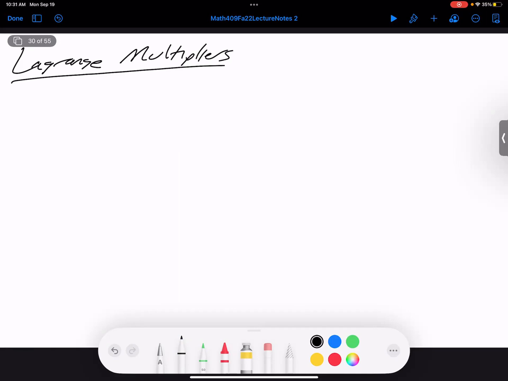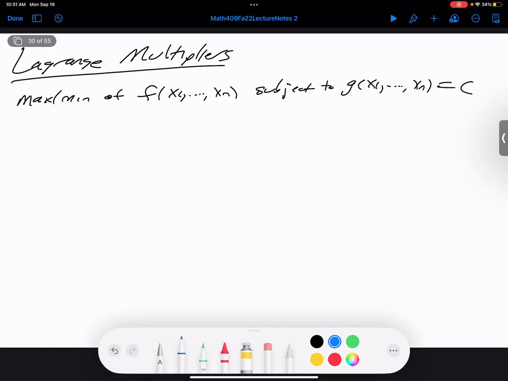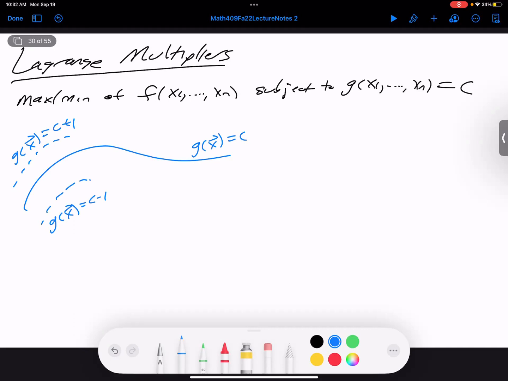And if you want more on this, let me know and I can share with you some details from the video earlier today. So the way Lagrange multipliers work is I want to find the maximum or minimum of f of, say, x1 through xn subject to g of x1 through xn equals c. And the way it works is, here's my constraint. Here's g of x equals c. Maybe here would be g of x equals c plus 1. Maybe here would be g of x equals c minus 1. And then the gradient of g is normal to the surface g of x equals c.